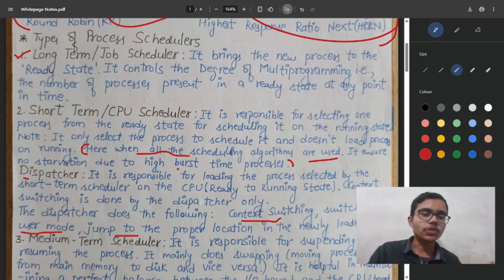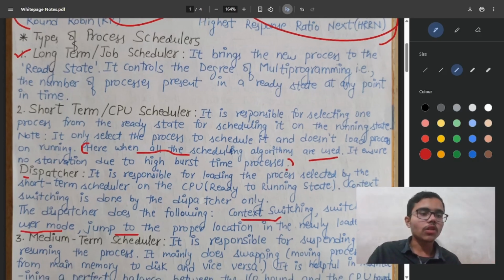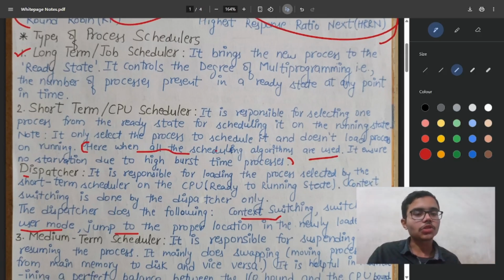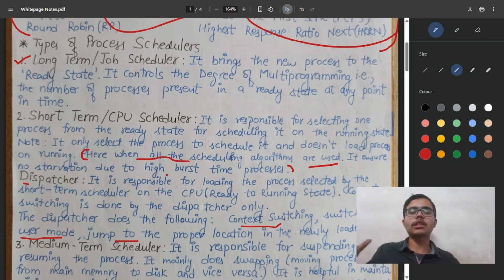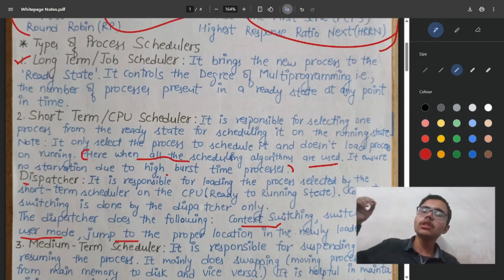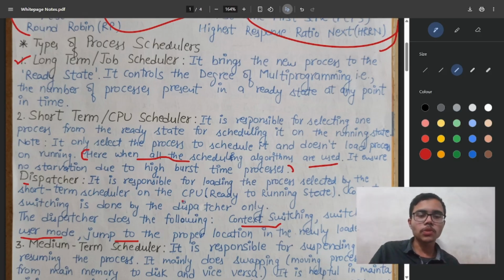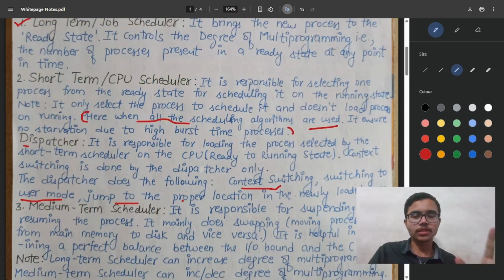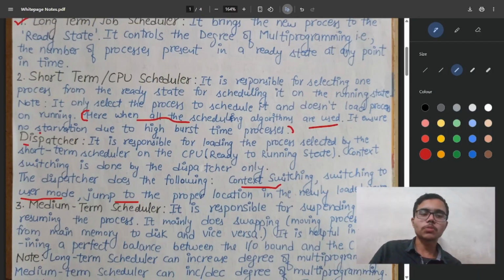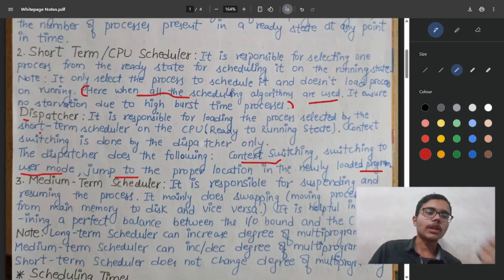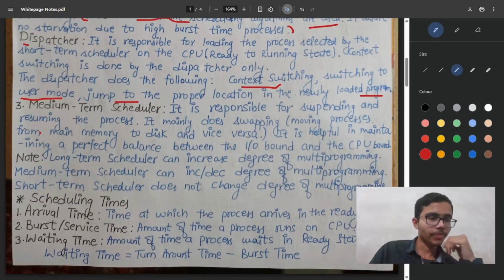It ensures no starvation due to high burst time processes. So the work of the short-term scheduler is to ensure that no starvation occurs due to high burst time. What is the meaning of starvation? The process is waiting infinitely, like a deadlock situation, where the process is not going to execute anyhow. This is called starvation. This can also come as a PYQ: which scheduler is responsible for ensuring that no starvation occurs? This is done by the short-term scheduler.